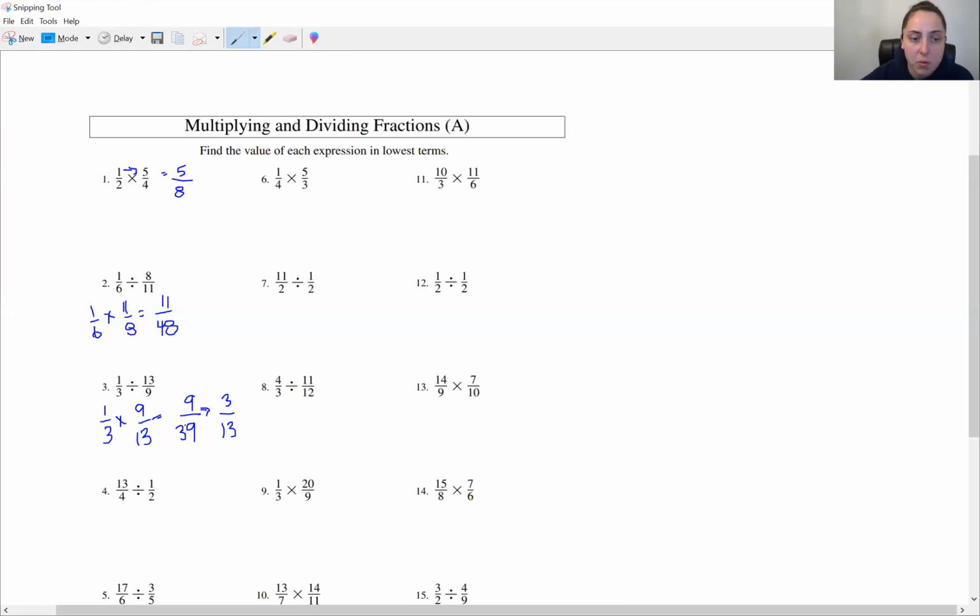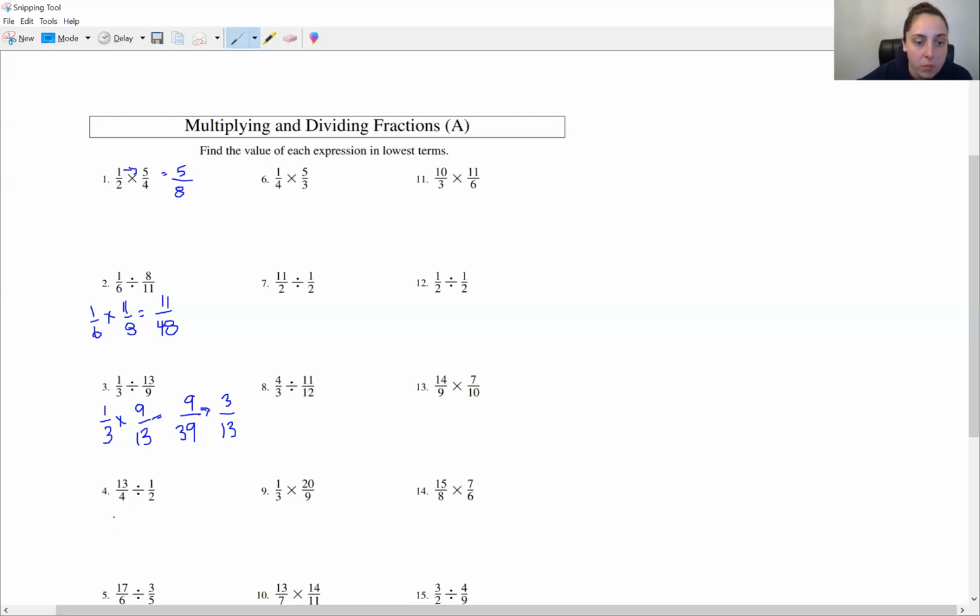I think I'll do one more because I've only done two division ones, and we're just learning this. So let's go to the next one. We have 13/4 divided by 1/2. So pause the video, try it on your own, and then press play and see if you're able to get it right.